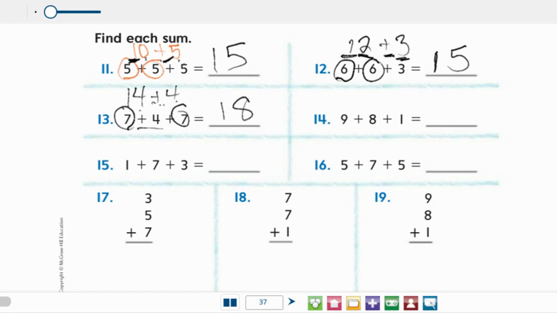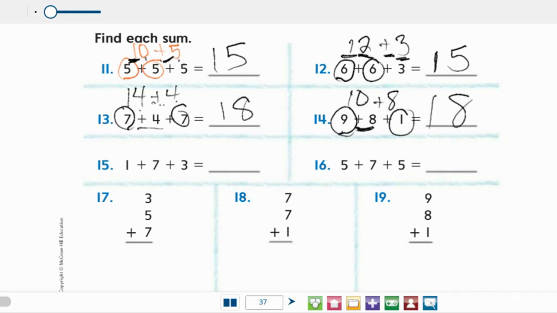For number 14, I've got 9 plus 8 plus 1. Well, I know that if I do 9 plus 1, it gives me that 10 that I'm always looking for, but I need to use my plus 8. Do you notice that I'm still circling whatever it is that I'm adding together first? This helps me to just keep track of what I've used and what I still need to. So now I can do my addition problem. So 0 plus 8 is 8, and the 1 in the tens place comes with it.